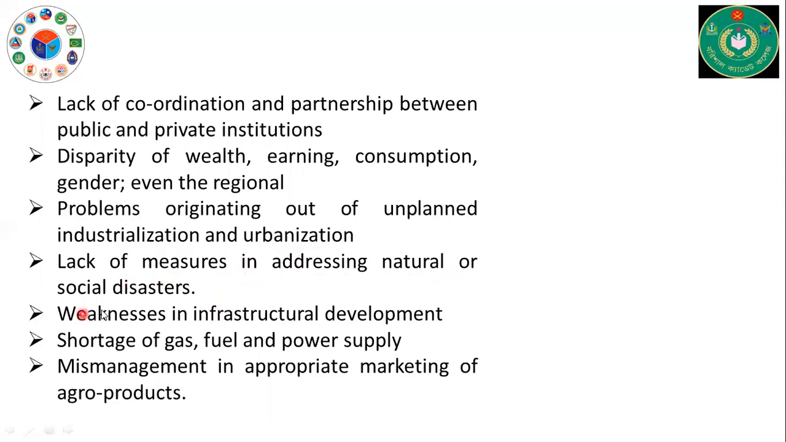The lack of measures in addressing natural and social disasters. In this parameter, we observed that we have a lack of measures to address the natural or social disasters. Social disasters means the mental instability, political instability, loss of norms and values, and religious degradation, etc. And weaknesses in infrastructural development. That means we can see the weaknesses in the construction of roads, highways, buildings, mills and industry, etc. And there is shortage of gas, fuel and power supply, and mismanagement of appropriate marketing of agro products. That means in the marketing of agro products, there remains mismanagement, like chemicals, pesticides, insecticides, etc.